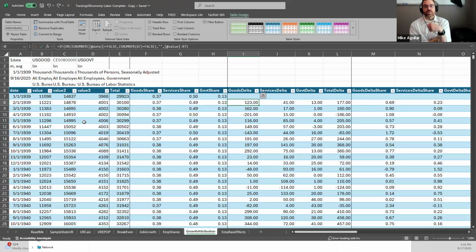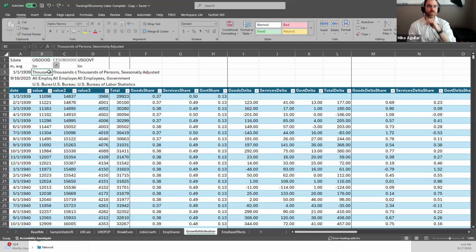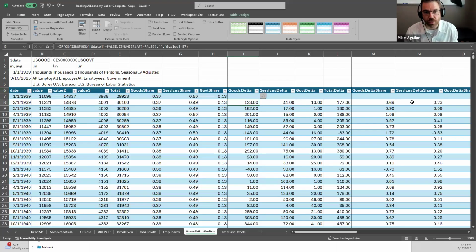There was an increase of 123,000 jobs between January and February 1939. Now, that only says 1, 2, 3. How do you know thousands? Look at the units. The units are thousands, easily adjusted. So that's 123,000 for goods, 41 for services, 13 for government. Add that all up, and you get 177.